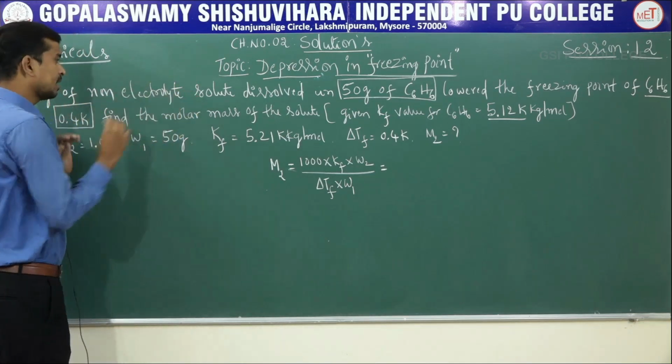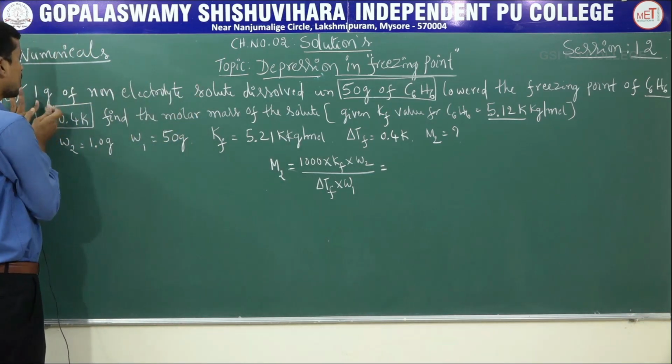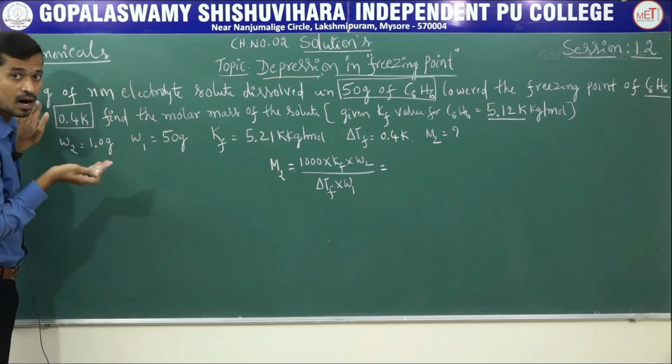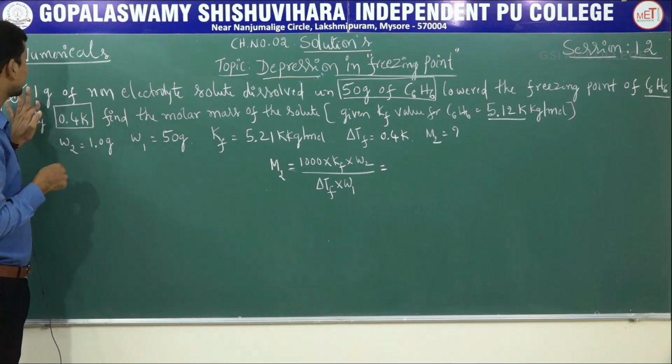First, in the given data, 1 gram of non-electrolyte solute means the mass of the solute, you have to add it: 1 gram.